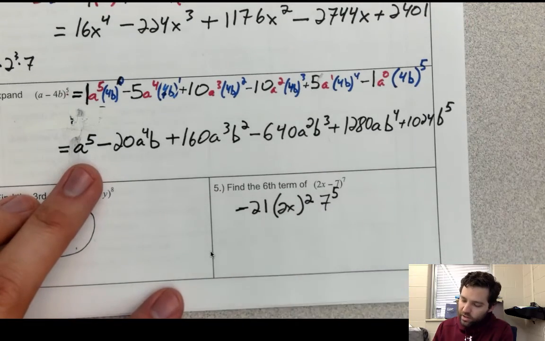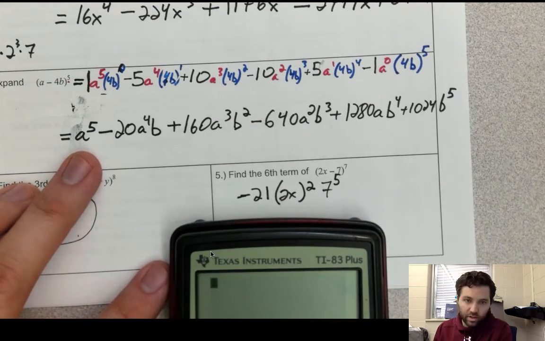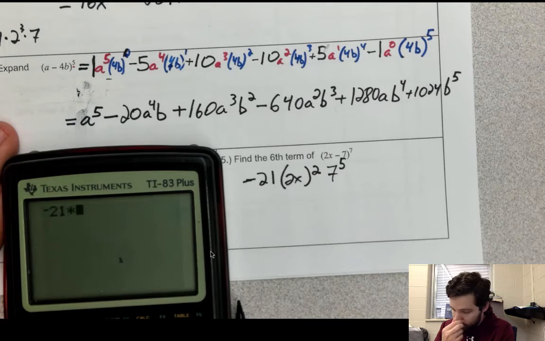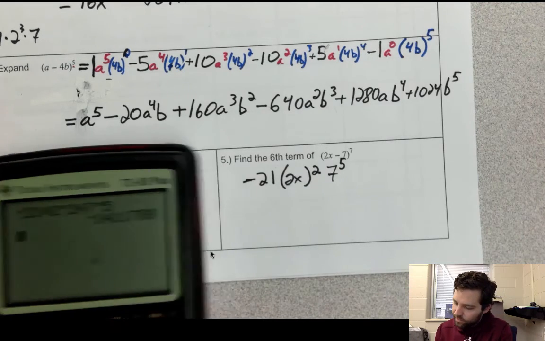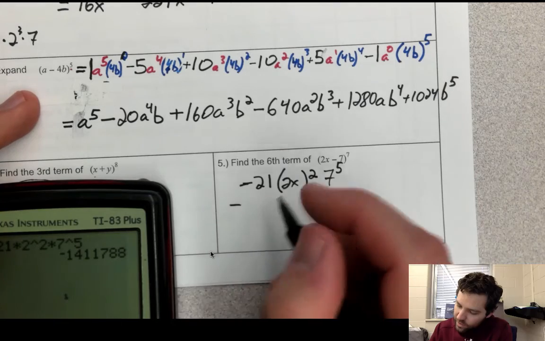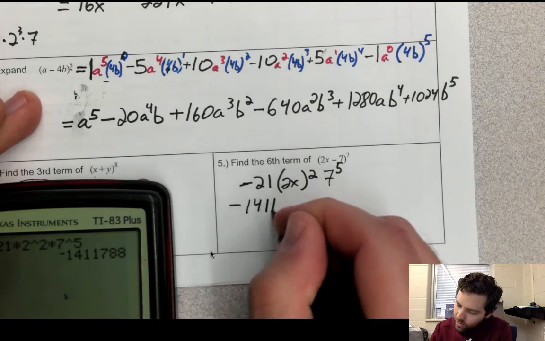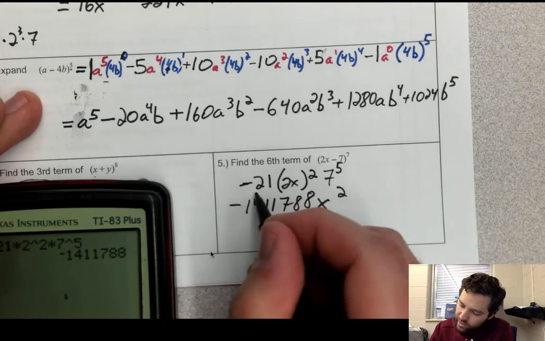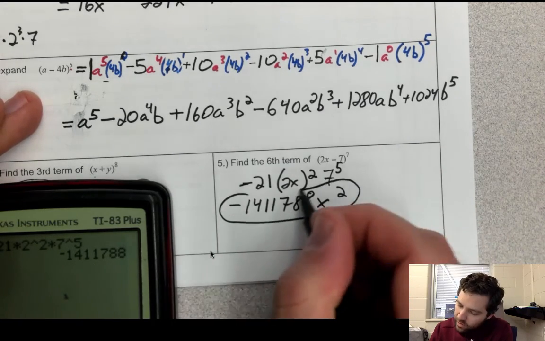So I've got it all written out here, and then in my calculator, I'm going to calculate what the coefficient will be. It'll be negative 21 times 2 to the second times 7 to the fifth. It's a big number. It's going to be negative 1,411,788 x to the second power. And that's your final answer for the sixth term.